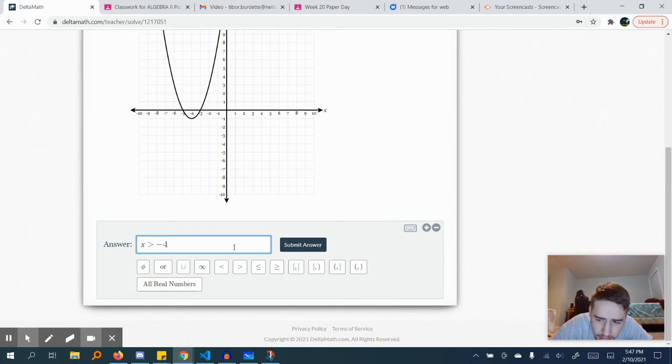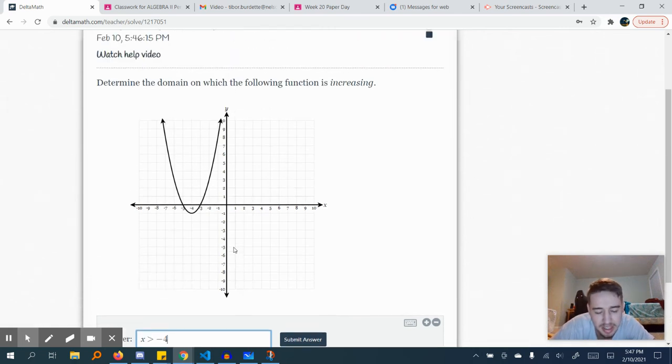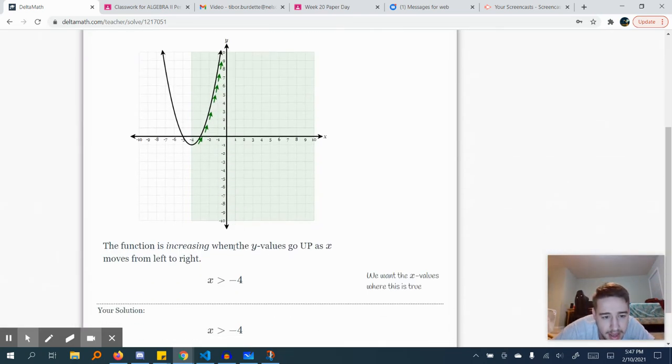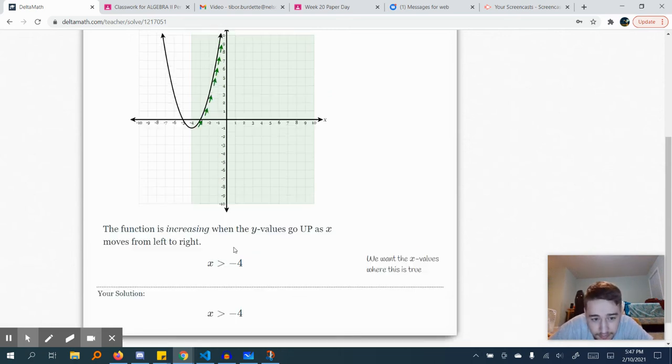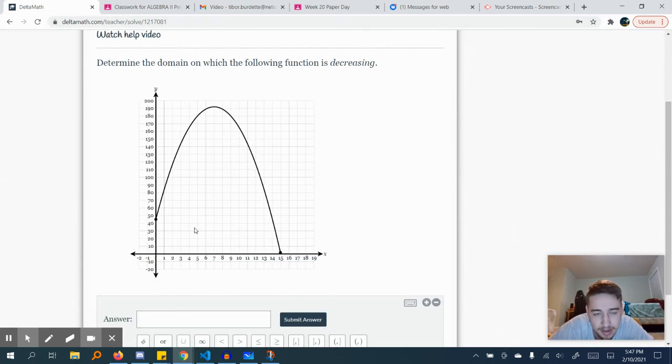Let's just say x is greater than -4. I'm not sure if it wants you to keep -4, but I'm going to say greater than, because at -4, it's kind of doing neither of them. Boom! X is greater than -4. It's increasing when the y values go up, when x moves from left to right, greater than -4. It's pretty straightforward, but if you have questions, I'll answer.